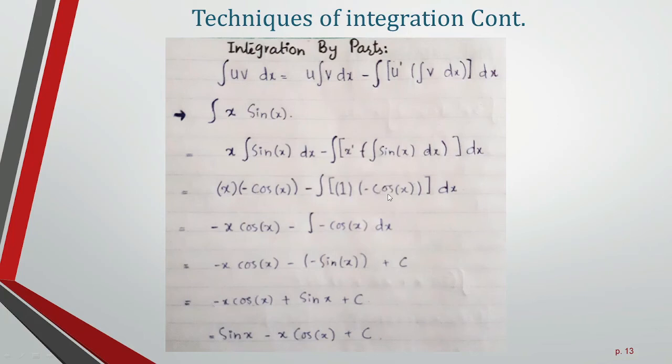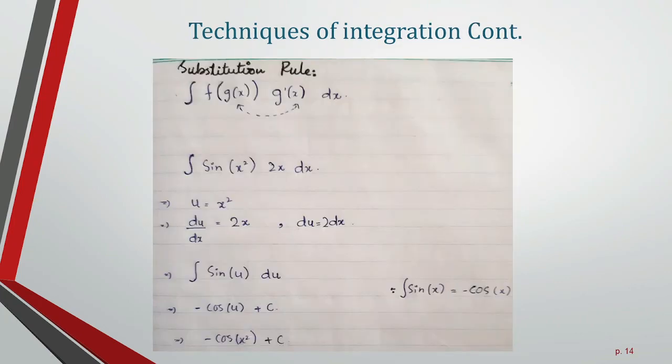Multiplying minus cos x with the 1, the value will be minus cos x dx. The integration of minus cos x is minus sin x, and the other values are copied the same. Now minus into minus will become plus, sin x will be the same, plus c. Simplifying this, we get sin x minus x cos x plus c, which is the integration of x sin x.